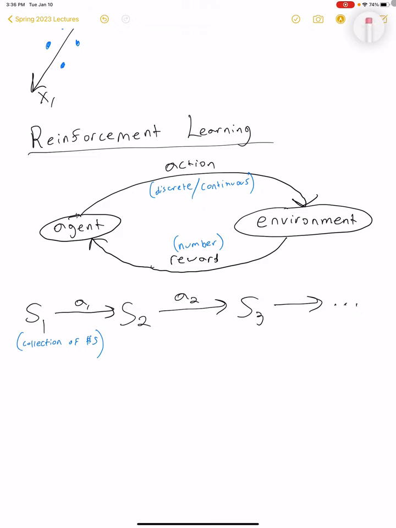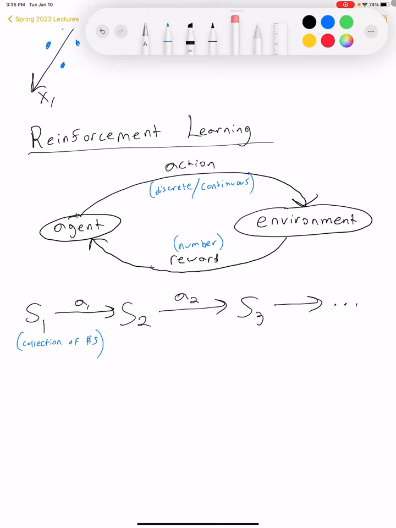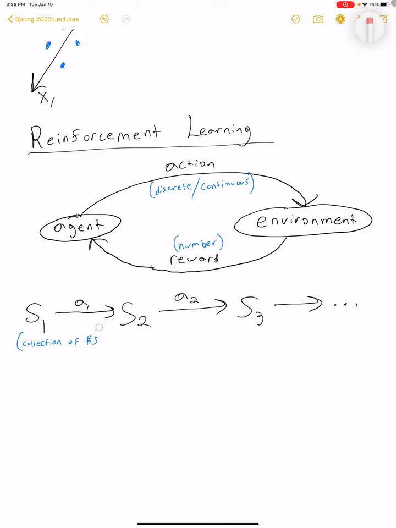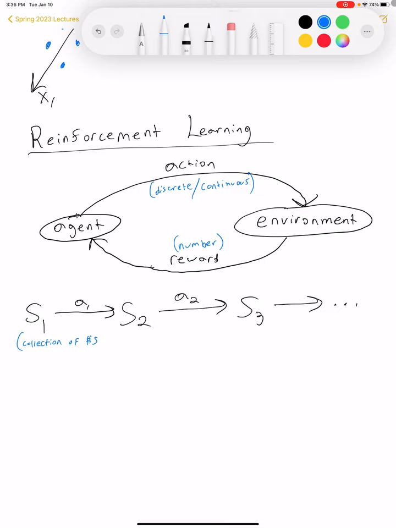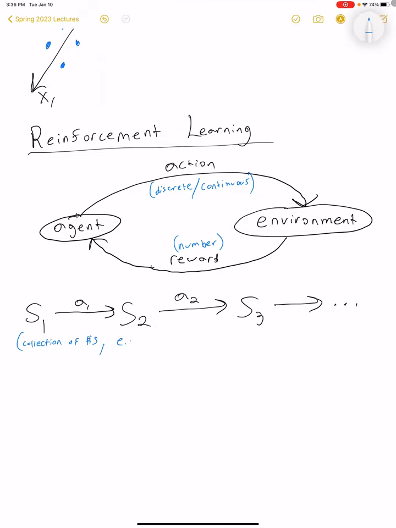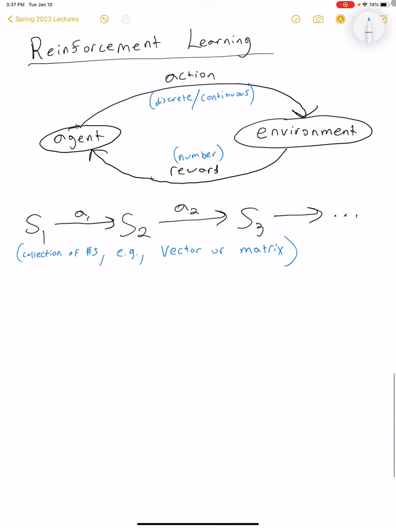What does it say? Collection of numbers, e.g. a vector or a matrix. Who is not familiar with what I mean when I say vector or matrix? Okay, cool. So we can maybe go faster through some stuff than I anticipated.